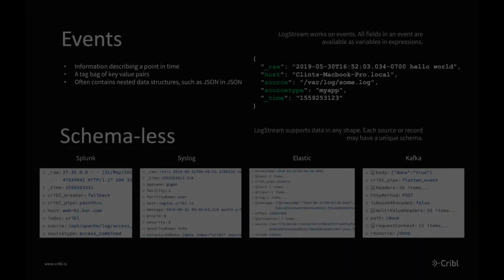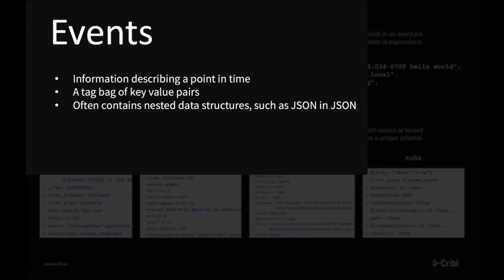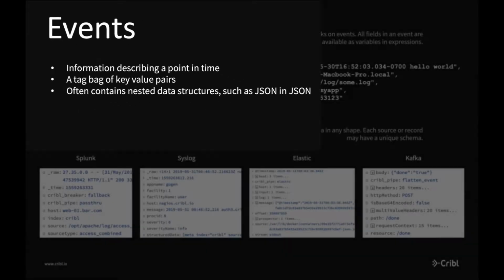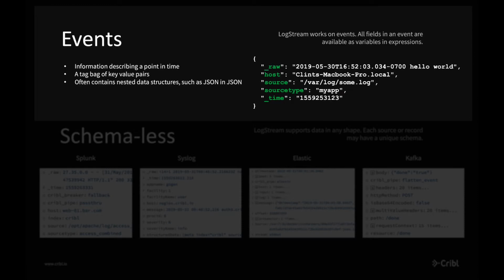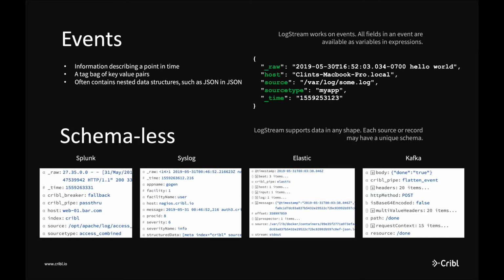Data comes into Cribl as events, which can be thought of as a single document representing something which happened. It could be a log entry, a metric measurement, or a record from a Kafka stream. Events are a bag of key value pairs. We call Cribl a schemaless machine data engineering tool because each source will have a unique schema.